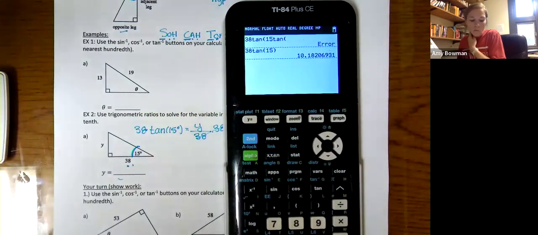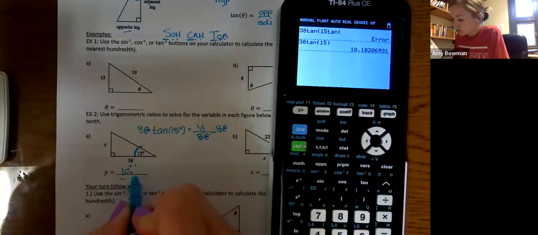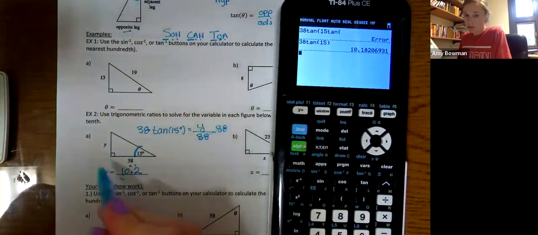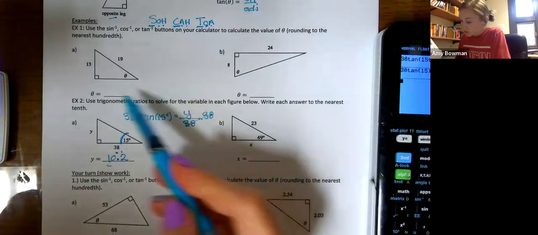So it's 10.18, or if we're rounding to the nearest tenth, it would be 10.2. 10.2 units. We don't have units labeled, so I'm just going to leave it 10.2. So let's do one more, and then we'll go back up to example 1.